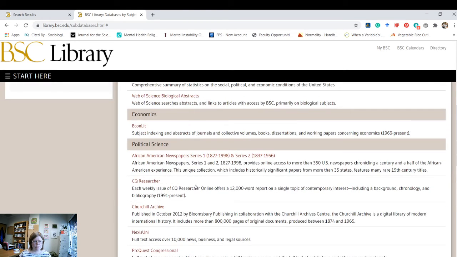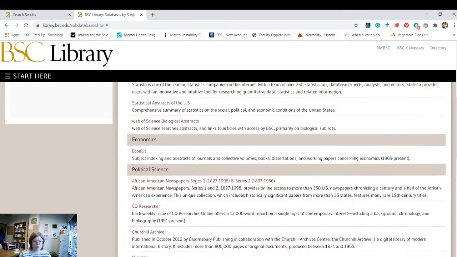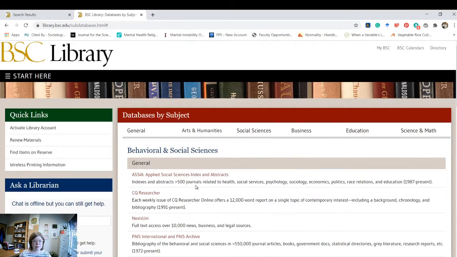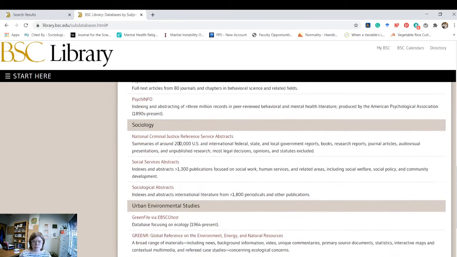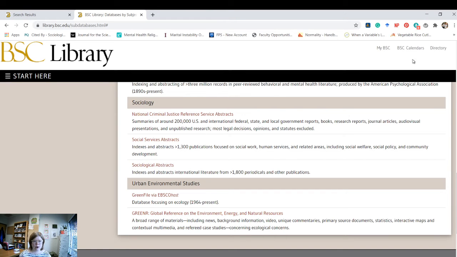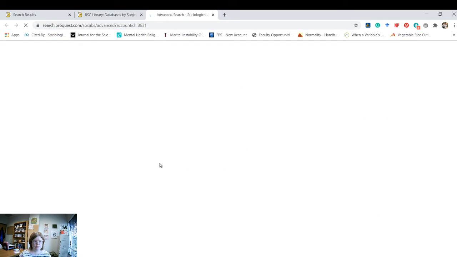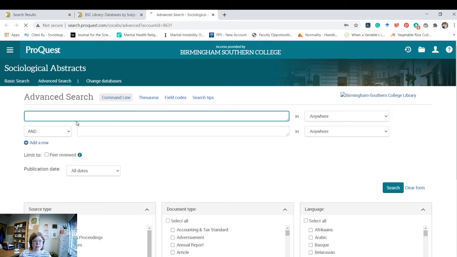If you are a global comparative studies major, you may want to do all kinds of things, general behavioral social sciences. But as a sociologist, this is where I'm going to look. I'm going to go to Sociological Abstracts. This is a ProQuest database, and it gives me this search field. The first thing I'm going to do is limit my results to peer-reviewed. This is only going to return peer-reviewed journal articles.